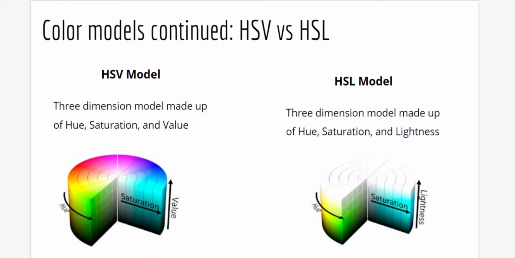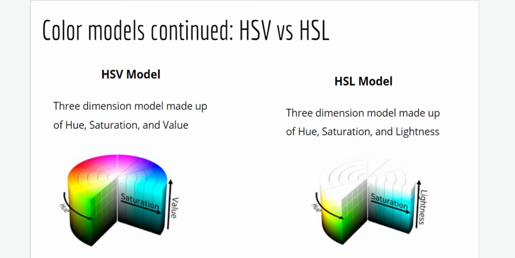Saturation displays the purity of the hue. So as you move further away from the center of the model, colors get a little bit more vibrant. V stands for value, and it displays the perception of the amount of light being emitted from a color. So as you go up on the model, the colors move further away from black.